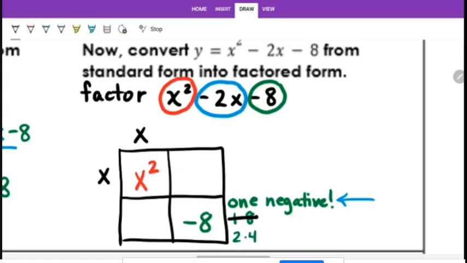So 1 and 8 didn't work. Let's try 2 and 4. That would give us a 2x and a 4x in our boxes. And we need to decide which one of these is negative. We need them to add together to give us a -2. So the bigger one, the 4x, is the one that's going to have to be negative, which means that it's a -4 and a +2.